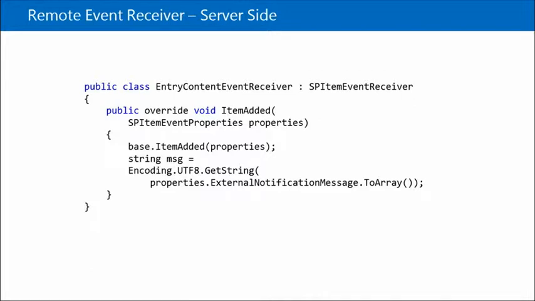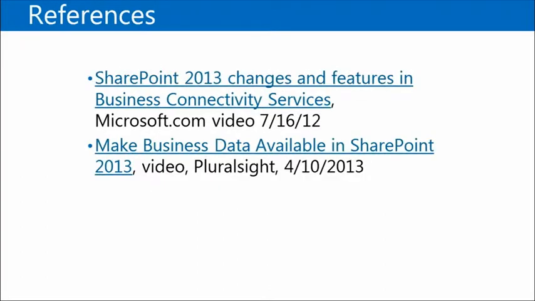Here's an example of a remote event receiver in server-side code. So you're going to implement the SPItemEventReceiver, and you're going to override the SPItemEventReceiver's ItemAdded, just like a standard event receiver in SharePoint. And you're going to do the same things you would do with that ItemAdded event, except for this last line here, where you see the implementation of Encoding.UTF8.GetString wrapped around the property that's passed back from the external system. So there you go. There you have it.